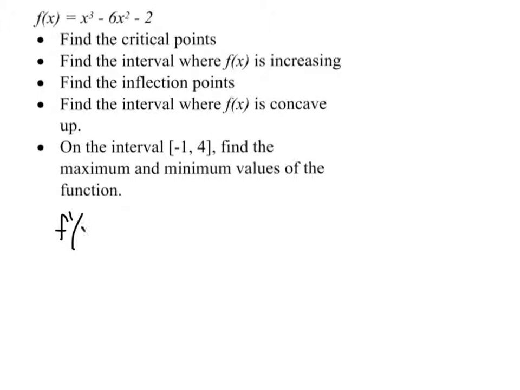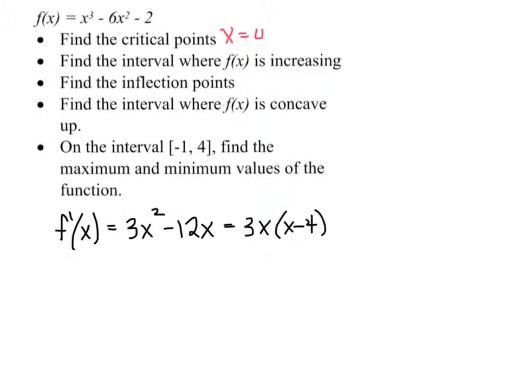First thing it asks for is critical points. Critical points occur when the derivative is 0. So there's the derivative, 3x squared minus 12x. Let me do a little factoring here. I could pull a 3x out, and I'd be left with x minus 4. So what makes that 0 are 0 and 4. So those are our critical points.